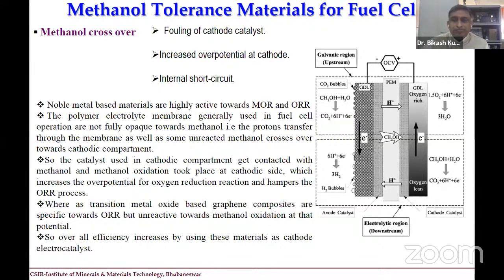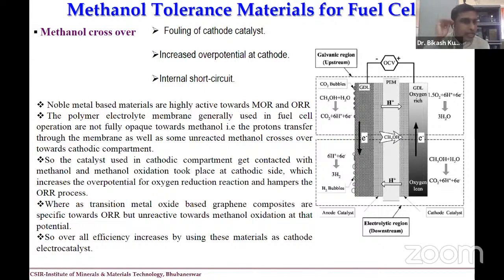So a lot of research is going on into how we can design materials which are highly active for oxygen and inactive for methanol. If a material is highly active for oxygen, it will do the oxygen reduction reaction, and if methanol molecules cross over to this side, nothing will happen at the catalyst because it is inactive for methanol but good for oxygen. So if methanol crosses over from this side to that side, it does not give any negative impact. That's why a lot of research is going on.